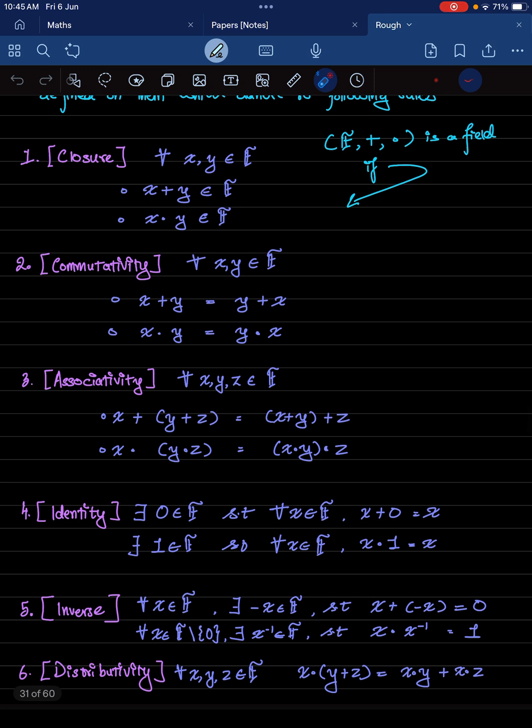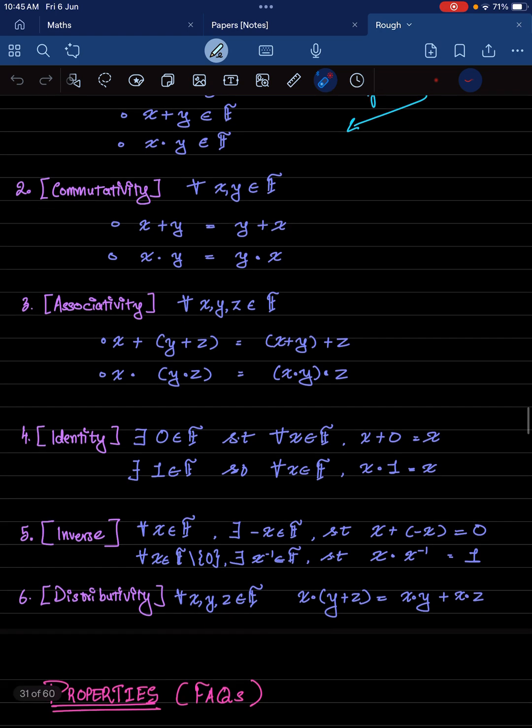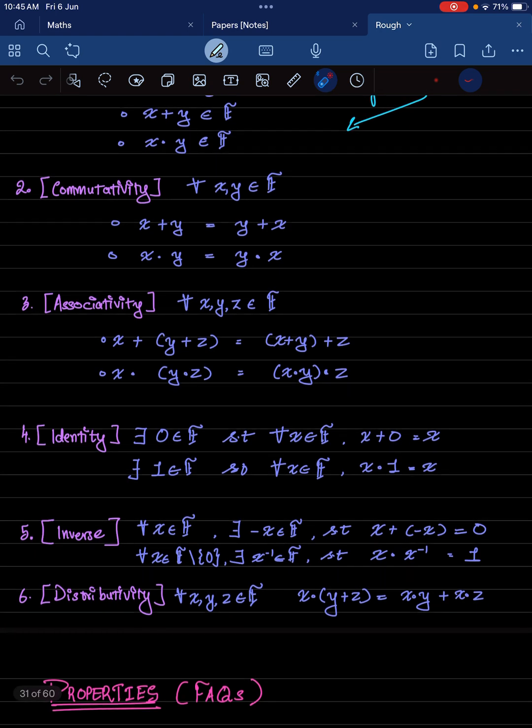So the first of the rules is closure. So if x and y are two elements of F, then x plus y and x times y will also be an element of F. Okay, the next is commutativity. In commutativity, the order of the operands doesn't matter. So x plus y is the same as y plus x, and similarly x times y is the same as y times x.